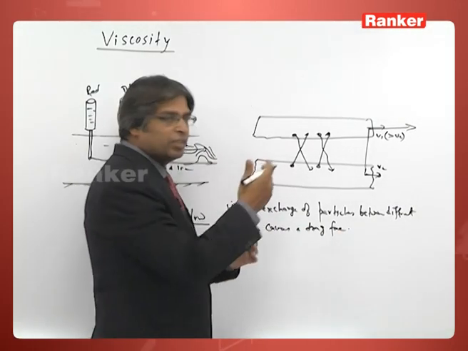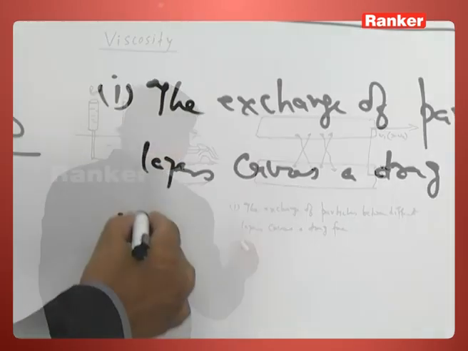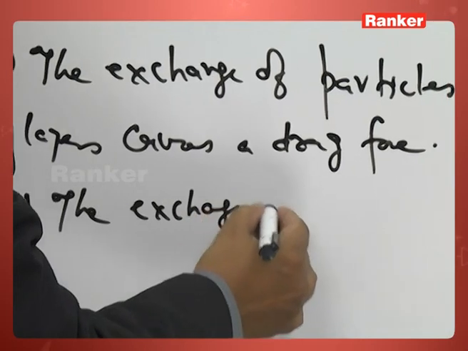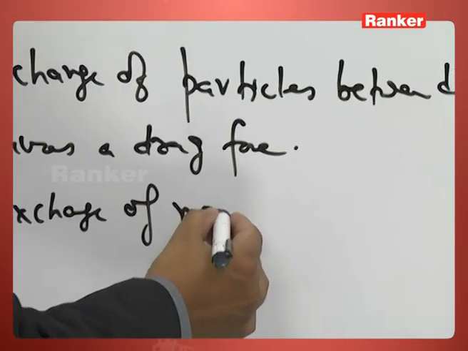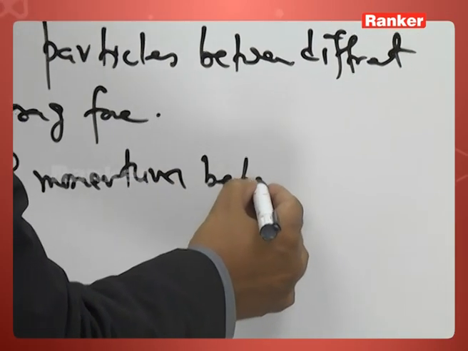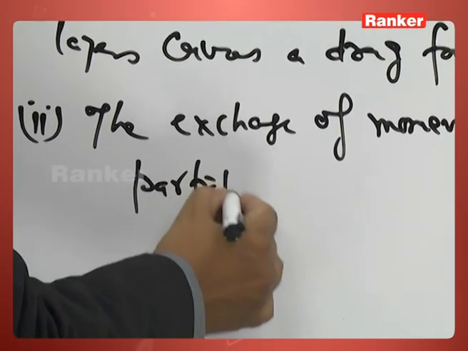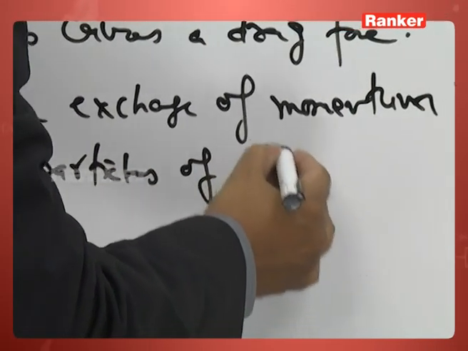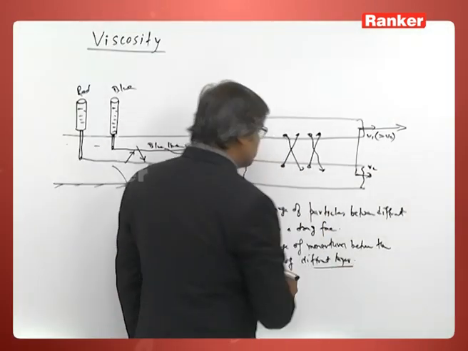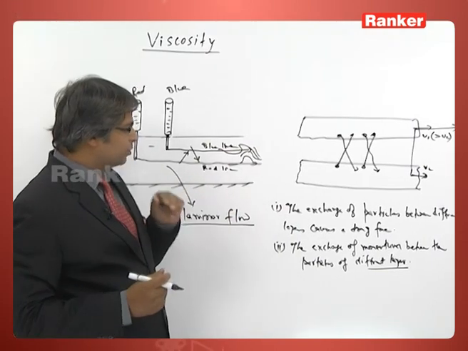So, this exchange of particles is also there. And the second important thing is the exchange of momentum between the particles of different layers. So, two things are there. The mechanism of viscosity involves two things.